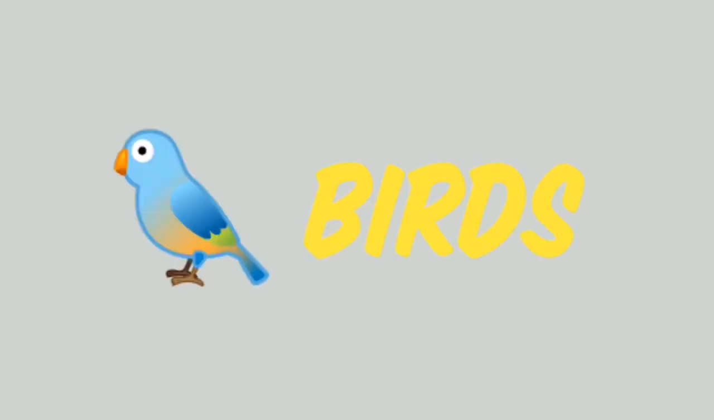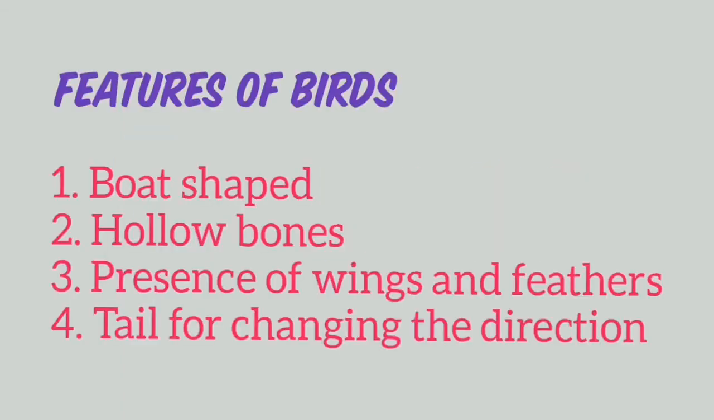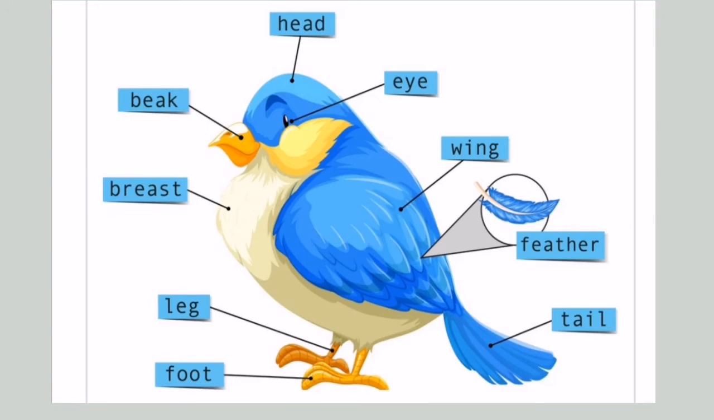Next, coming to the topic birds. Let us see the features of birds. A bird has a boat-shaped body, and hollow bones make it very light. It has wings that act as arms, feathers all over the body, and a tail that helps in changing direction. Let's look at the parts of a bird. It has a head, eye, wings, feathers, tail, foot, leg, breast, and a beak.